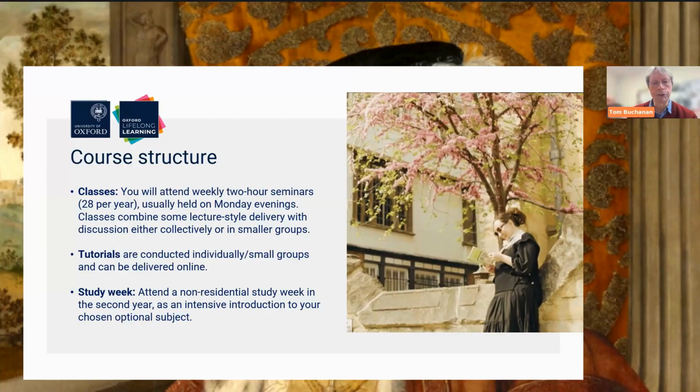It's also worth mentioning that we have a study week right in the middle of the course in early September. It's a non-residential study week, but many students do choose to stay in Oxford during the week. Many of them will find places to stay in the vacation at other colleges, for instance. And it's a terrific opportunity to study intensively and to really get stuck into the optional paper that you've chosen.